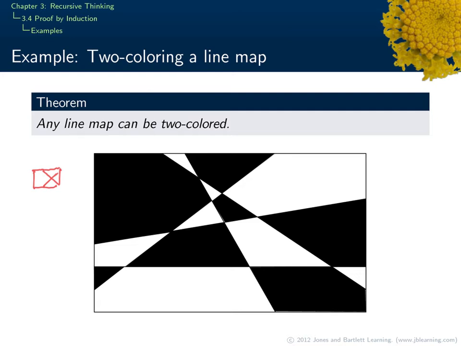So our theorem here tells us that any line map can be two-colored. So what that means is that we can assign two colors to the regions that are formed by this line map in such a way that any two regions that share a line segment border have different colors. So you can see this is a two-coloring. What's pictured here is a two-coloring of a line map. And the theorem asserts that any line map can be colored in that way.